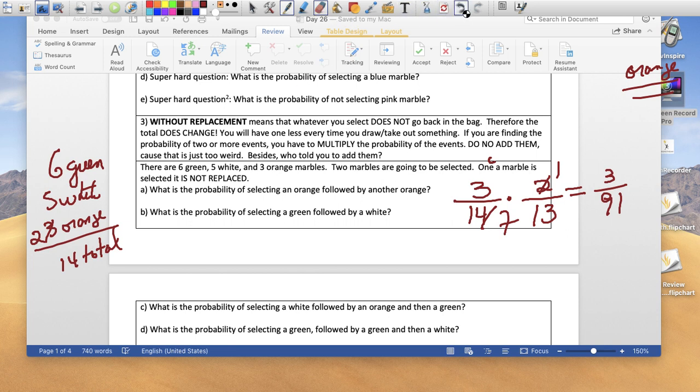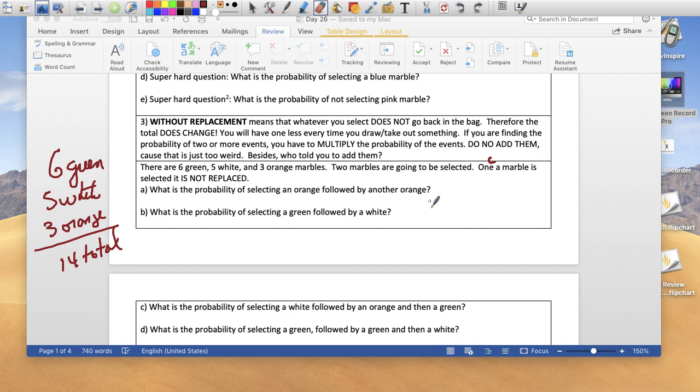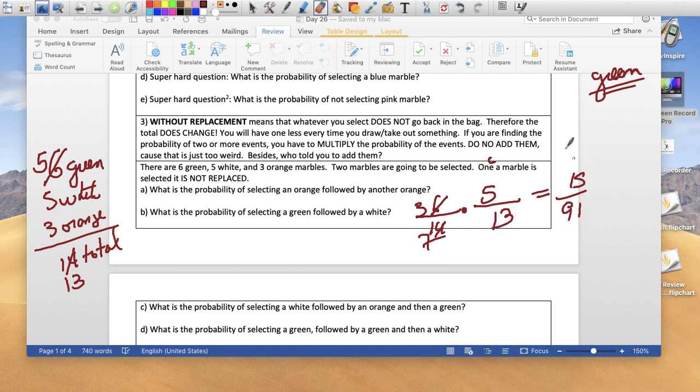So let me just erase a few things. A green followed by a white. So what's the probability of getting a green? Probability of getting green is 6 out of 14. So I take the green, I put it here on the outside. I can cross this out because there's no 6 greens anymore. There's 5. Now I'm going to go back in, and I'm going to take a white. Well, first of all, there's not 14 anymore. There's 13. And then we're going to get white, and we have 5 whites. So simplify 3, 7. 15 out of 91 chance of that happening.